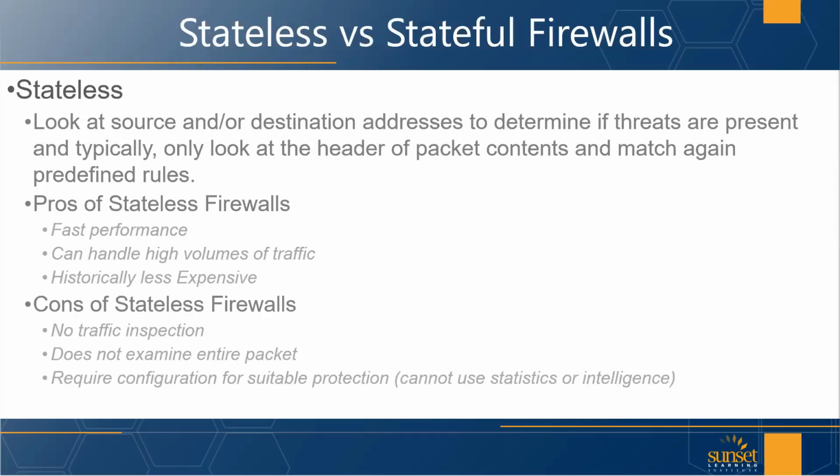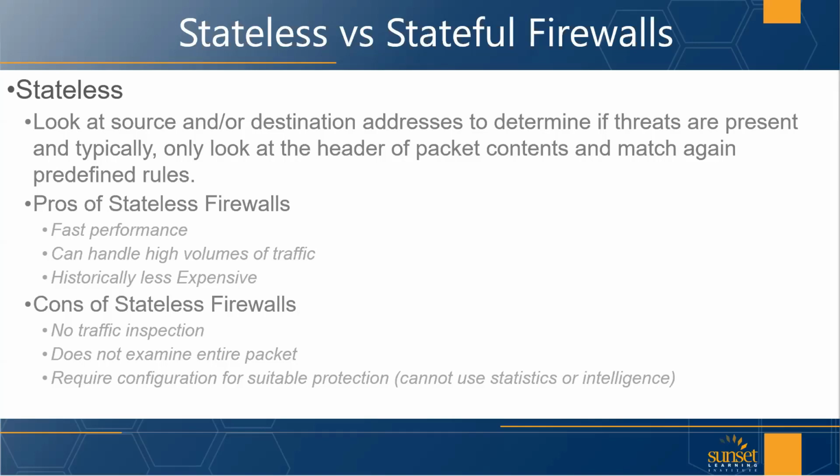A couple of terms in here are sometimes confusing for some people. That's why I put this in here. We have stateless versus stateful firewalls. Stateless typically look at the source and/or destination to determine if threats are present, and they typically only look at the packet header and match against those rules. So the pros of a stateless firewall are very fast performance, because it's looking at the header and making a determination. It can handle high volumes of traffic, again, because we're just looking very quickly at that packet header and saying yes or no. And it's historically less expensive because we don't have to go very deep into it.